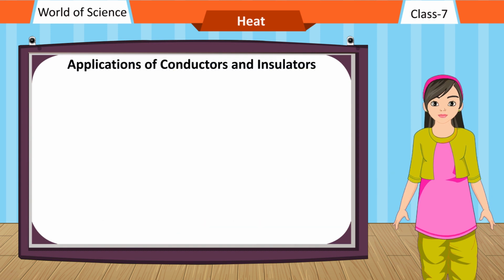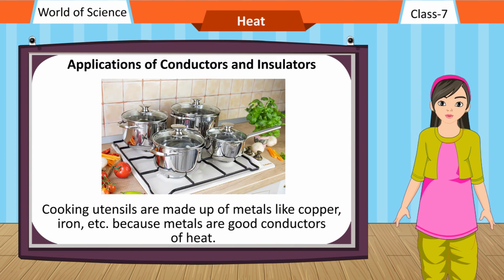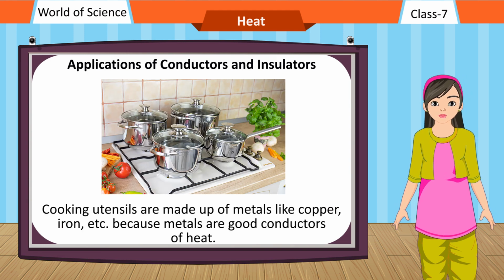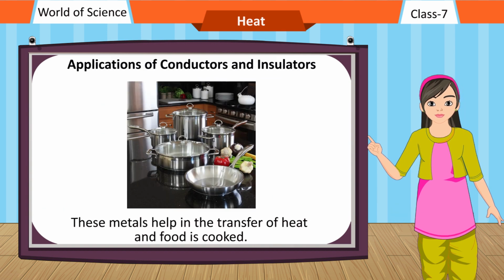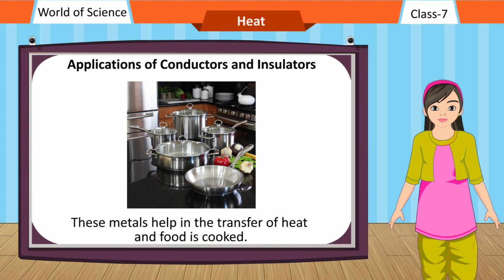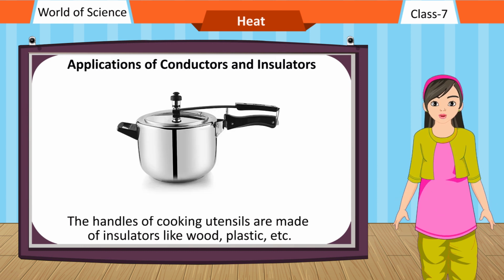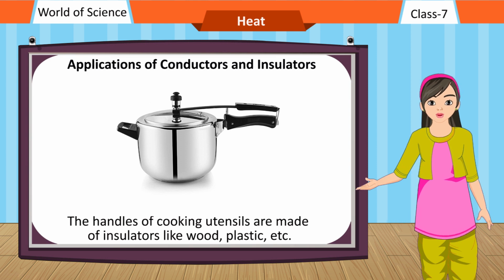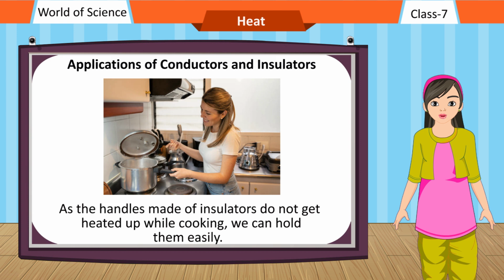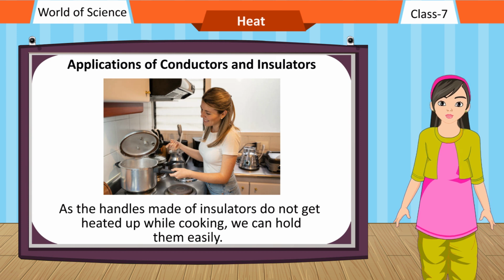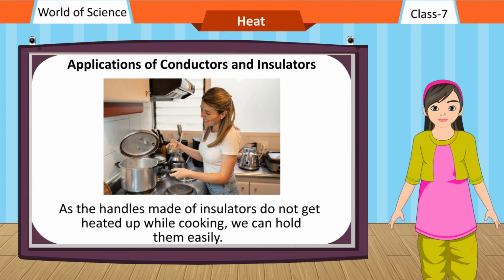Applications of conductors and insulators. Cooking utensils are made up of metals like copper, iron, etc. because metals are good conductors of heat. These metals help in the transfer of heat and food is cooked. The handles of cooking utensils are made of insulators like wood, plastic, etc. As the handles made of insulators do not get heated up while cooking, we can hold them easily.